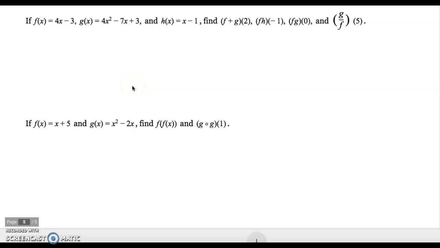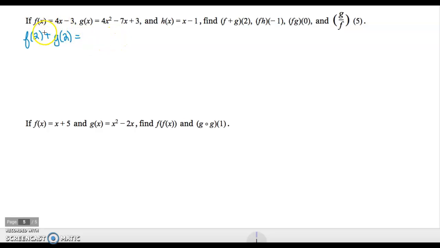All right, in this last part of the optional and extra examples and practices, we're going to go ahead and do some of these operations. So f plus g of 2, f times h of -1, f times g of 0, and then g divided by f of 5. So these are performing operations, but now we're actually plugging in values. So when I want to find, for example, f plus g of 2, that's the same thing as doing f of 2 plus g of 2.